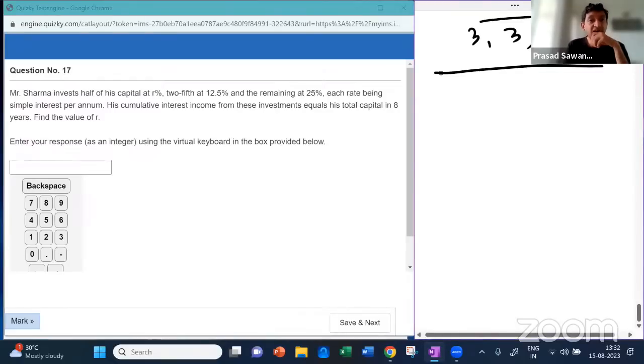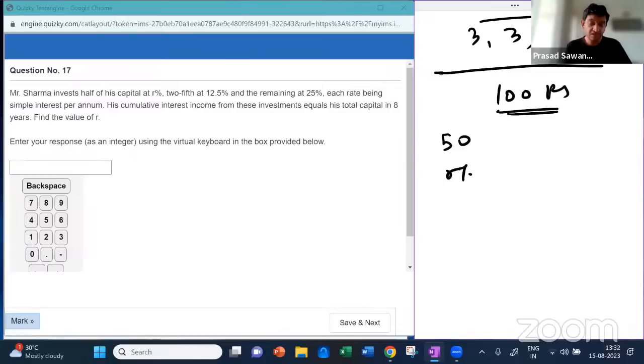Next. Half of capital at R%, 2/5 at 12.5%, remaining at 25%. Half, 2/5 and the remaining 3/5. Each rate being simple interest per annum. His cumulative interest equals his total capital in 8 years. So 8 years में double हो रहा है basically. ठीक है, let's see. So let's say he has 100 rupees. Half of it is 50 rupees at R%. 2/5, so 20 and 30, right? At 25%, 12.5% and R%.